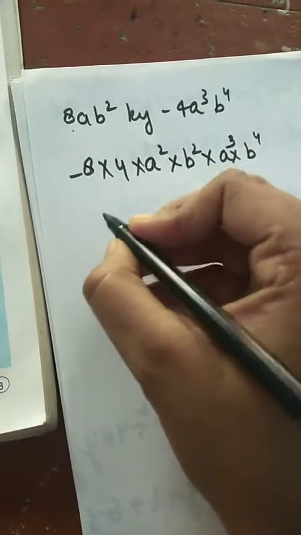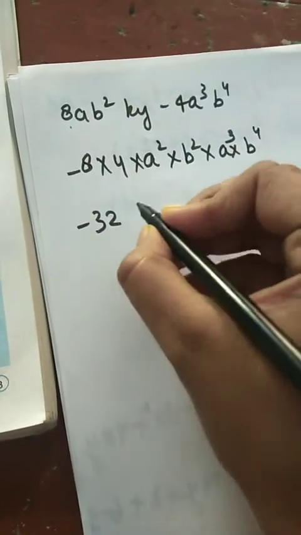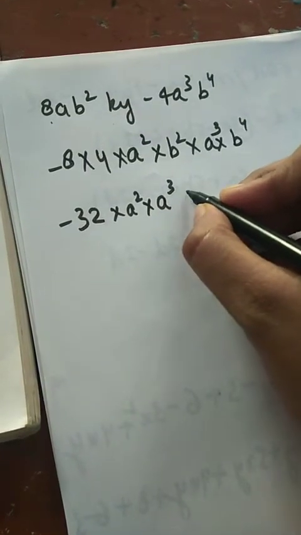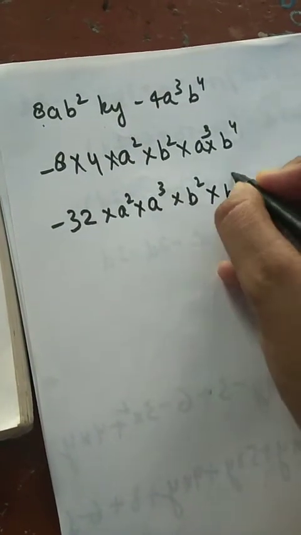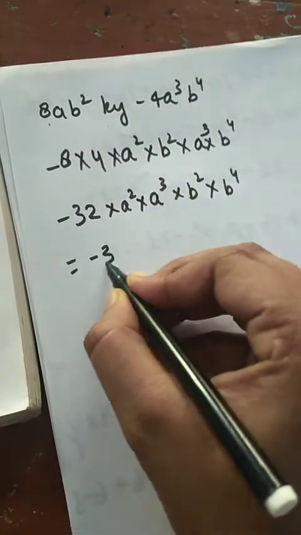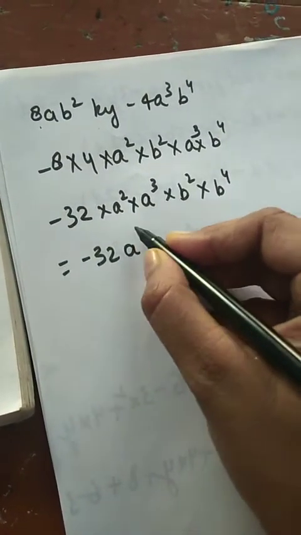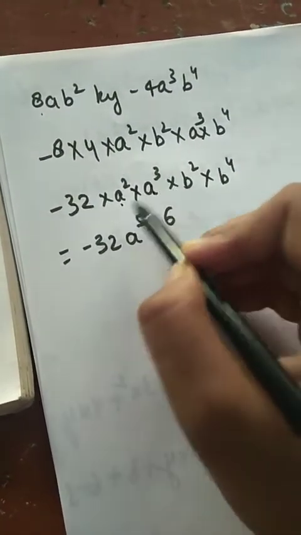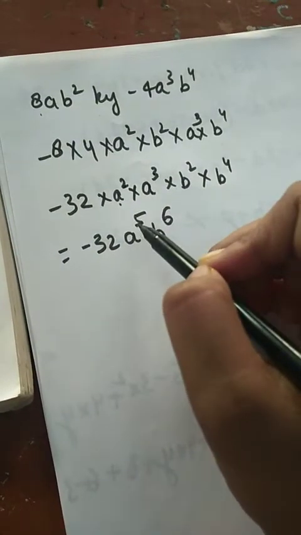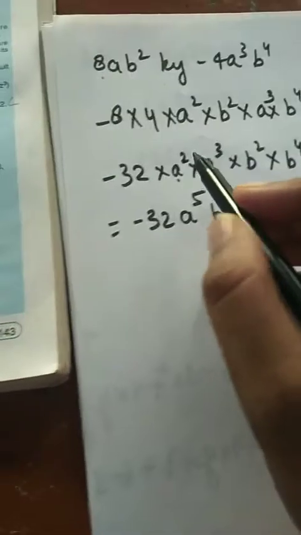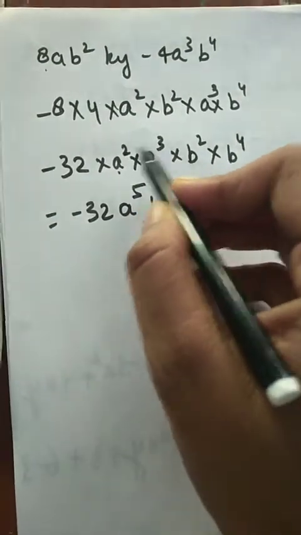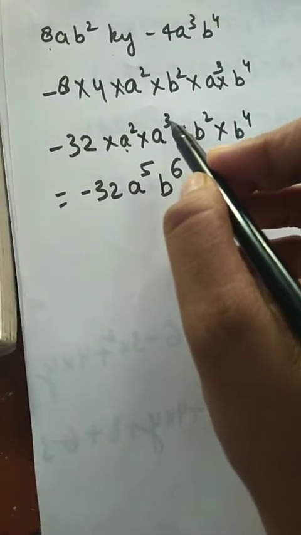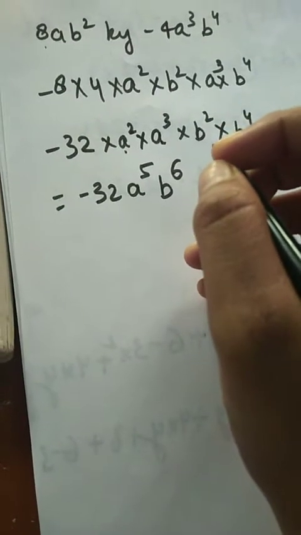Here it will be 8 4s are 32. We will get minus and we will collect the like terms together again. We will write here minus 32 a power 5 and b power 6. Here bases are same, powers will be added, so it will be 2 plus 3, 5 and 2 plus 4, 6. Students, don't make the mistake of multiplying the powers. Don't multiply the powers. Powers will not be multiplied, they will only be added.